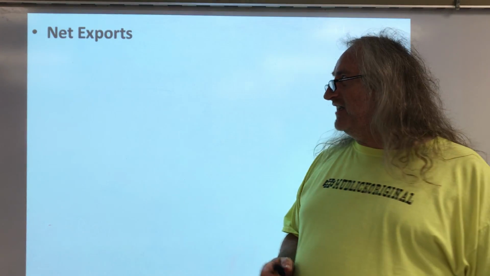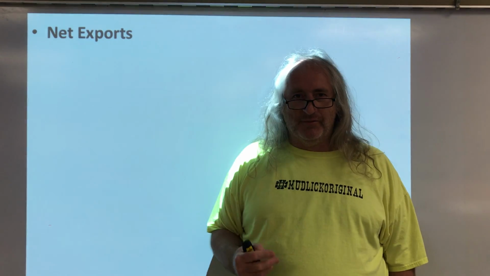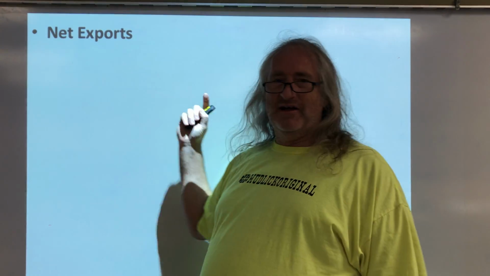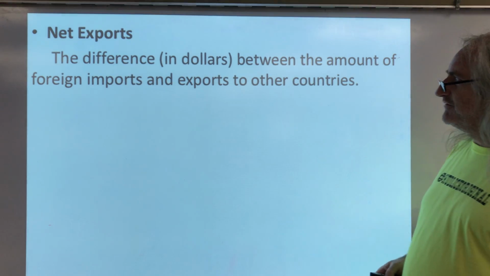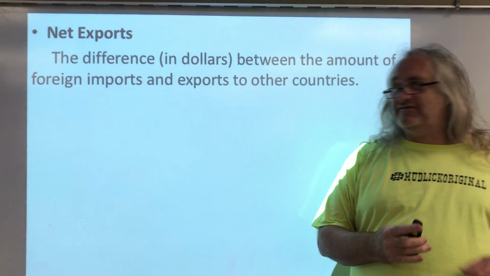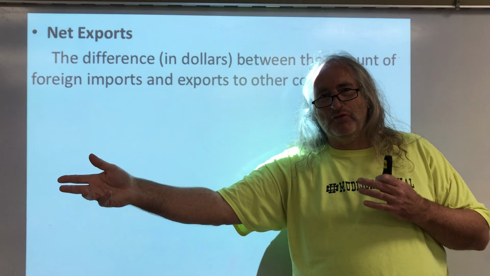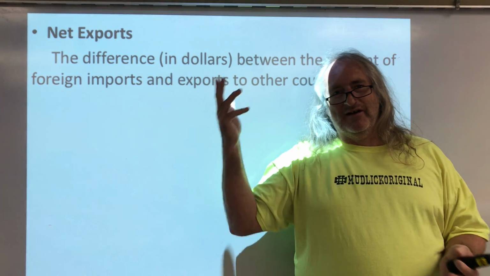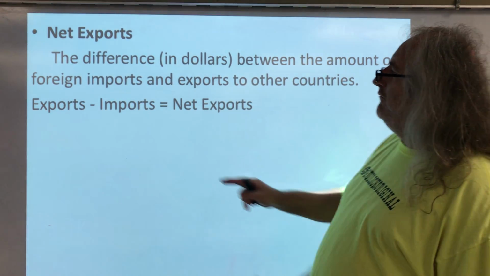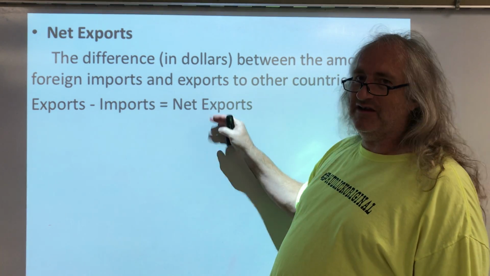And the last one is net exports. So let's think for a second. Imports are things that come into our country from another country. Exports are things that we sell to other countries from here. So now we're talking about net. This is the difference in dollars between the amount of foreign imports and the exports to other countries. That's to say, if we compare how much we ship to other countries with the amount of things we bring in from other countries, and we find what the difference is, that will be our net exports. In equation form, the dollar amount of exports minus the dollar amount of imports will give us our net exports, net meaning a total here.